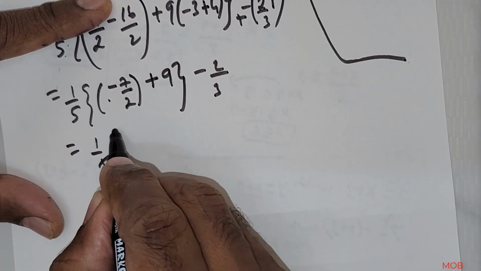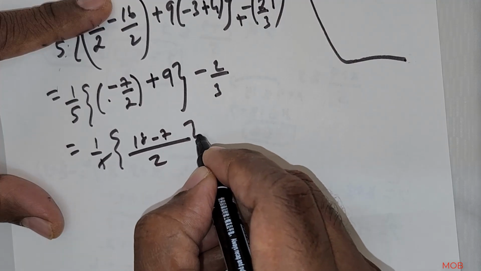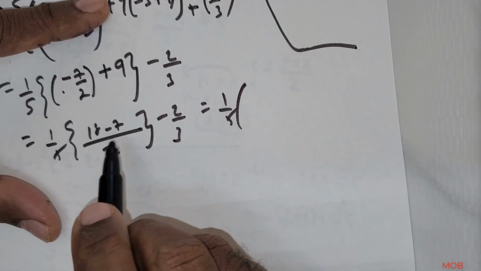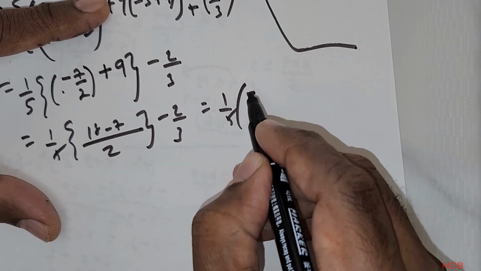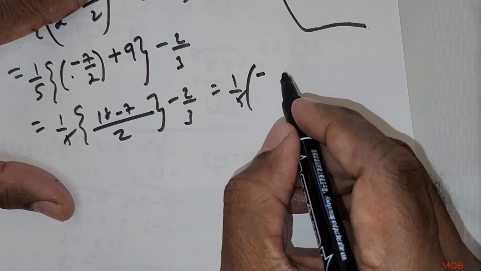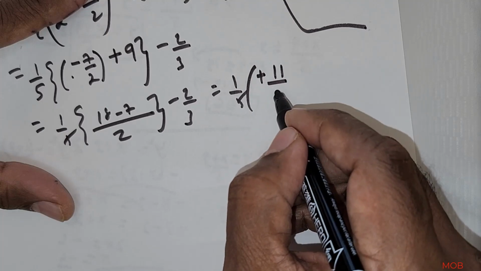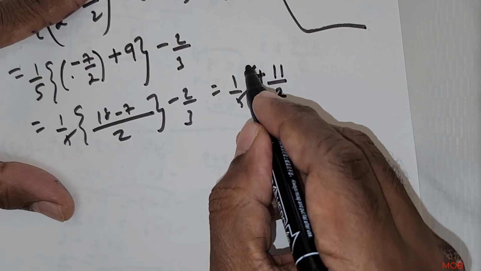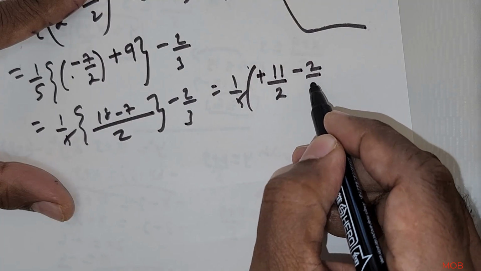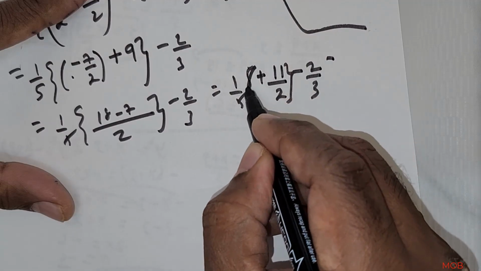So I take the LCM. LCM is 18. Negative 7 divided by 2, negative 2 over 3, which is 1 over 5. So this is going to give me negative 11 over, it's going to be positive 11 over 2, right? Positive 11 over 2, and you have to take away 2 over 3 out. Okay, so this is how it looks.